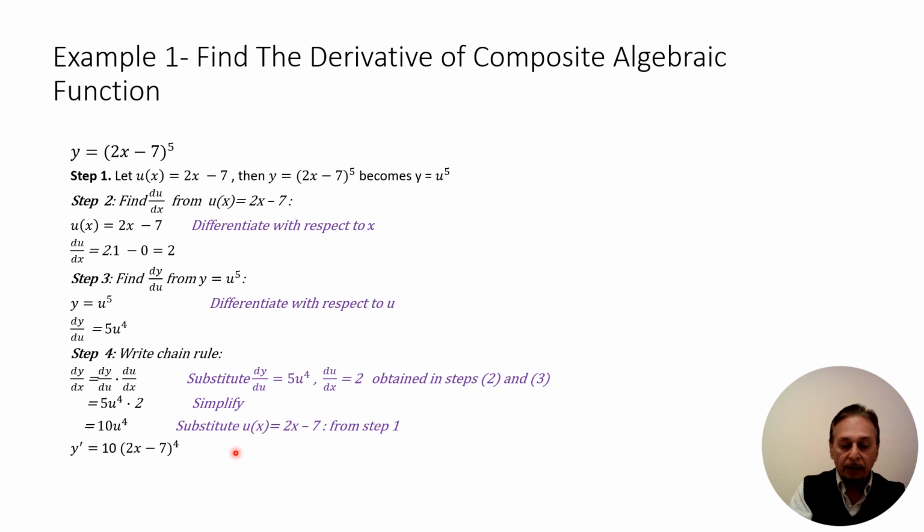Now we substitute back what we said in step 1, u of x equals 2x minus 7. Then dy over dx becomes 10 times (2x minus 7) to the power 4, and we can call this y prime. That's the derivative of the function y equals (2x minus 7) to the 5th power.